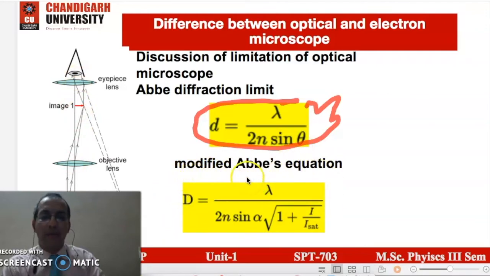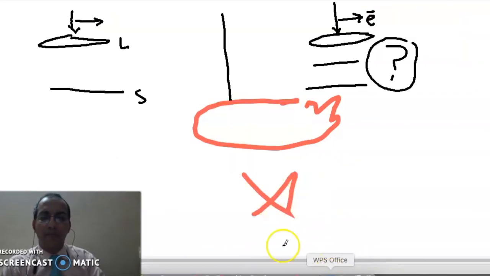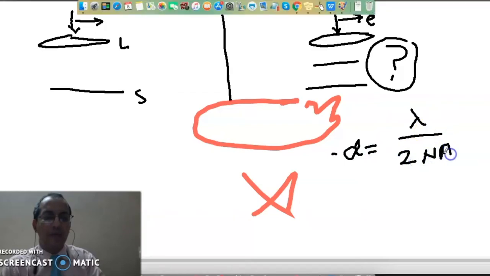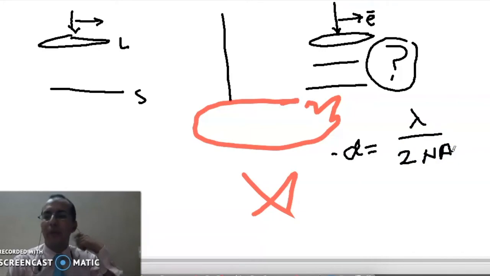We are not talking about the second equation right now, so we are not going to consider this one. We are going to consider only this: D is equal to lambda divided by 2 into numerical aperture. What is numerical aperture? It is the light gathering ability of the microscope objective in this case.